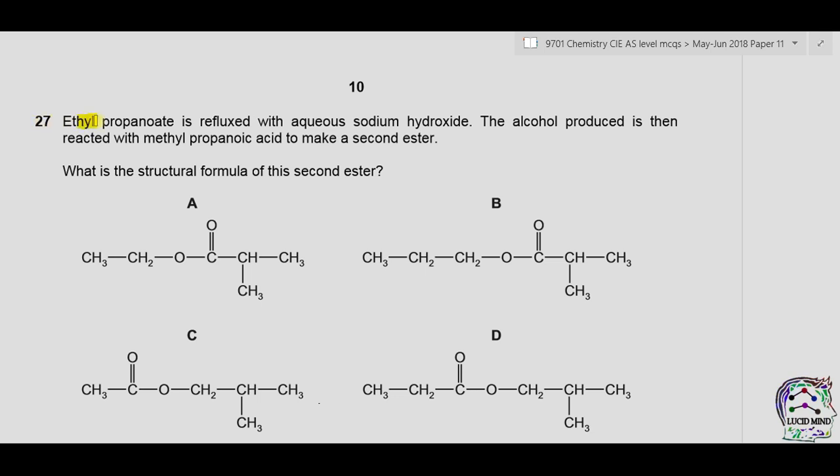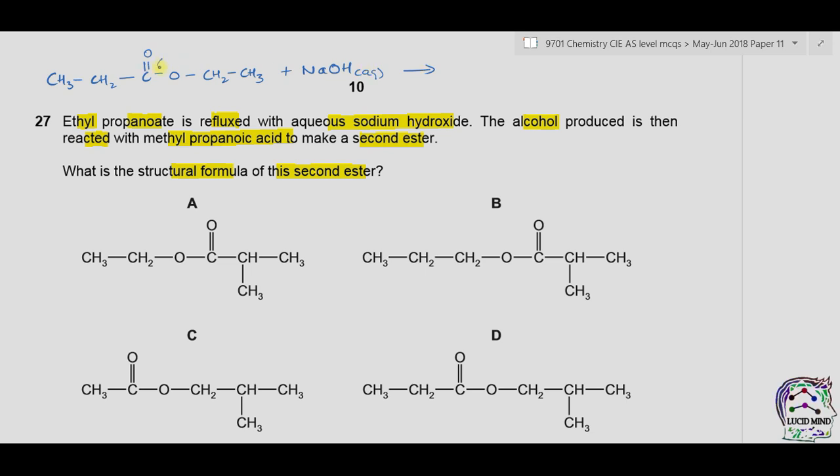Question 27. Ethyl propanoate is refluxed with aqueous sodium hydroxide. The alcohol produced is then reacted with methyl propanoic acid to make a second ester. What is the structural formula of this second ester? Let's first draw the structure of ethyl propanoate. When it is refluxed with aqueous sodium hydroxide, the product formed is like this.